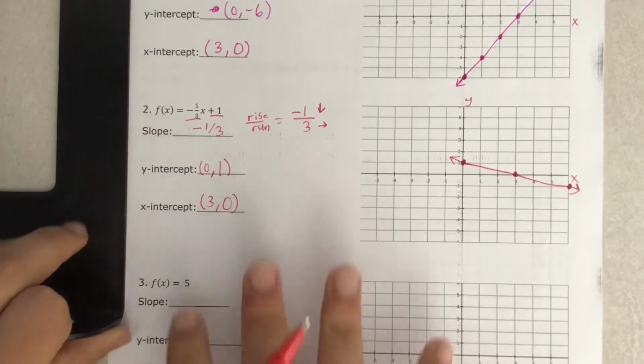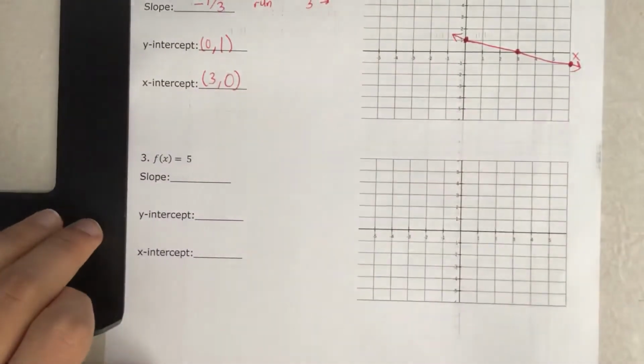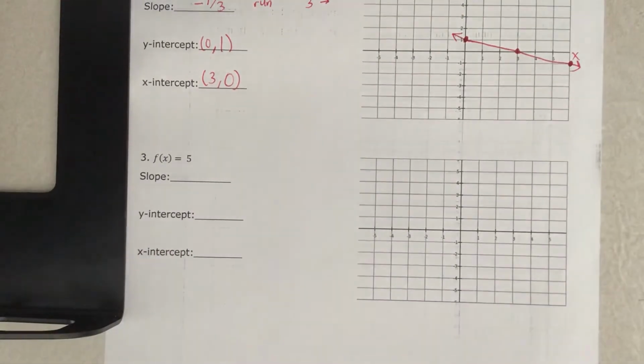Let's slide up, if I can slide this up to number 3. There we go. Okay, so number 3, this one's a little different. So I have f of x equals 5.